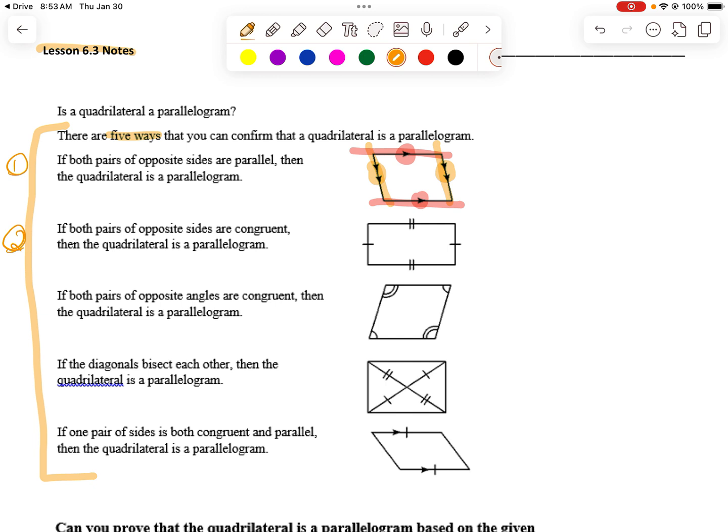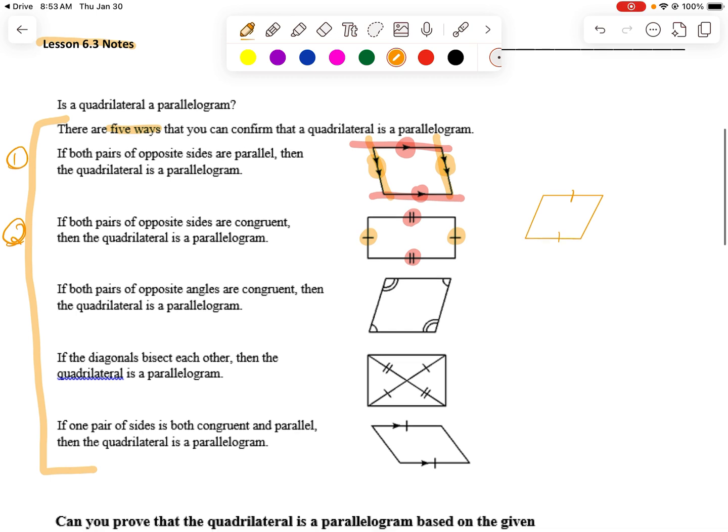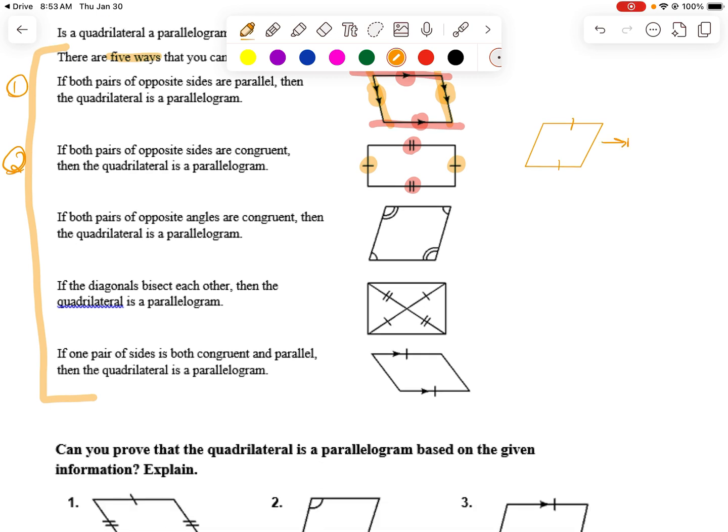Okay, the next way is if both pairs of opposite sides are congruent. Okay, so we know that, right? We know that the opposite sides in a parallelogram are congruent. So if they showed you a picture where both sides are congruent, then we know it's a parallelogram. Now, if they gave me a picture and only one side was congruent, then it wouldn't be a parallelogram. Okay, it has to be both pairs of sides congruent. Okay, so not a parallelogram.